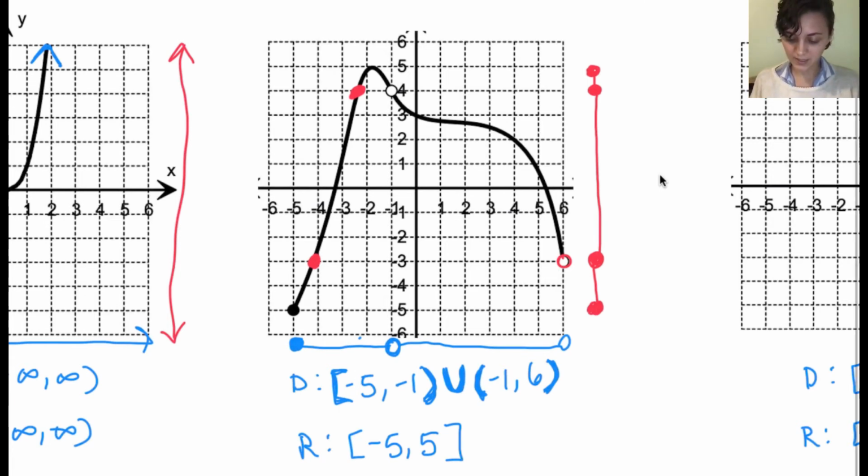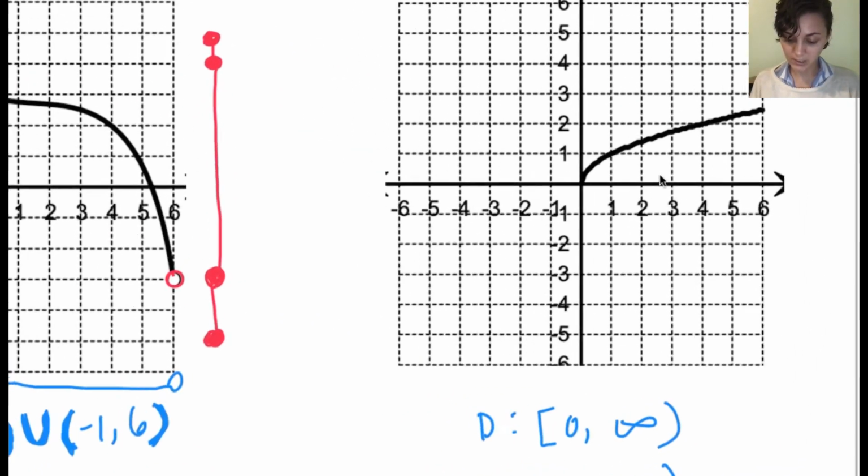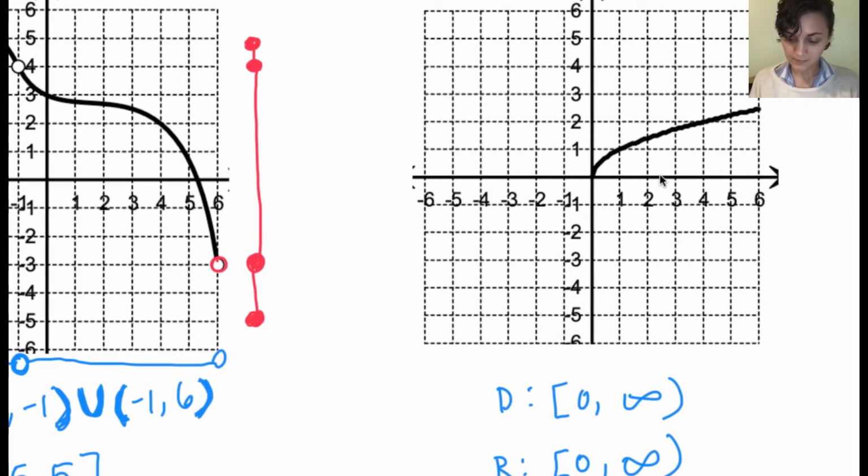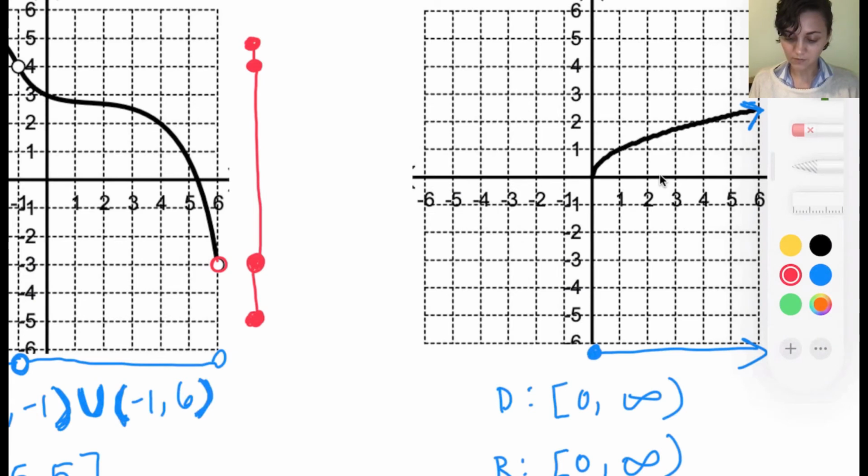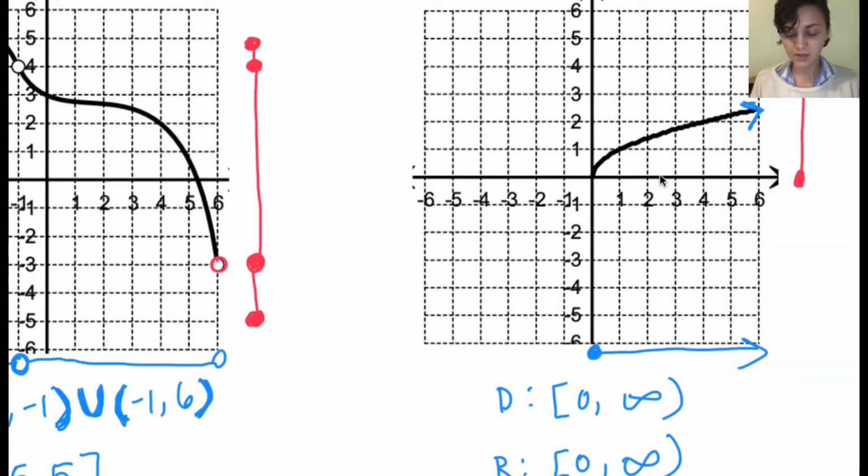And then finally, we had this square root function. So the domain for the square root function starts at 0. And then, since it goes off the edge, we can assume there is an arrow there. And then same thing for the range. It starts at 0 with a point, and it goes off into infinity because of the arrow.